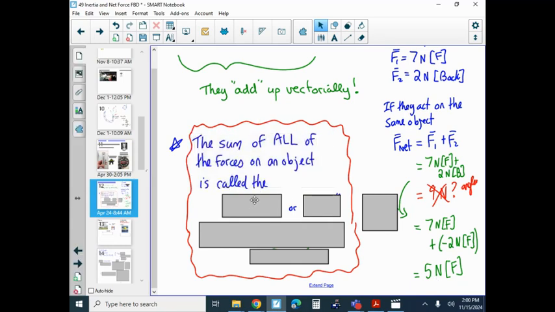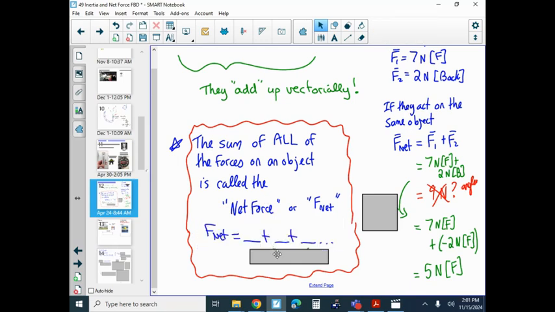So the sum of all the forces on an object is called the net force. Okay, so that's very important, or F net. And so all the forces added up is your net force.